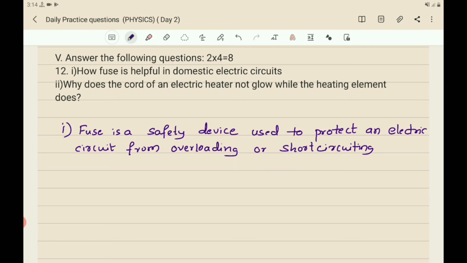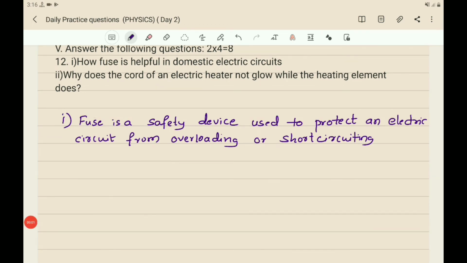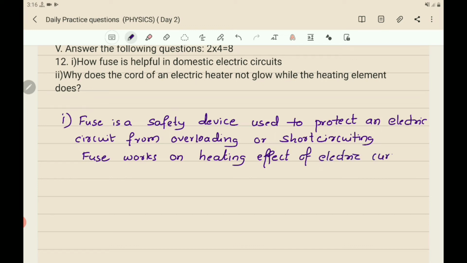The working of an electric fuse is based on the heating effect of current. A fuse wire has low melting point and high resistance. Fuse wire works on heating effect of electric current.